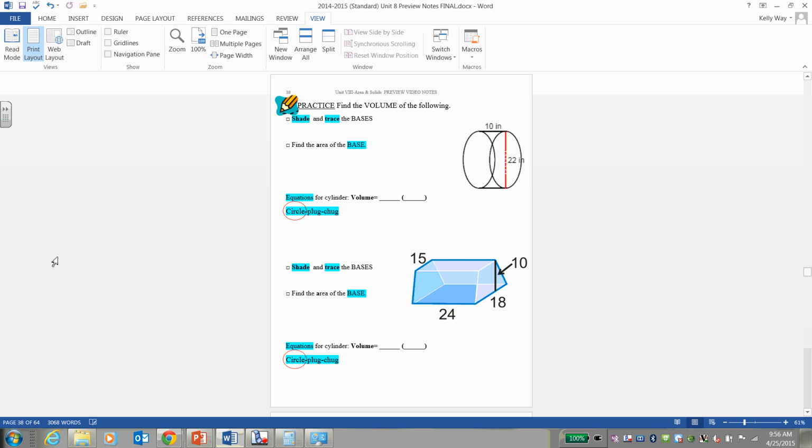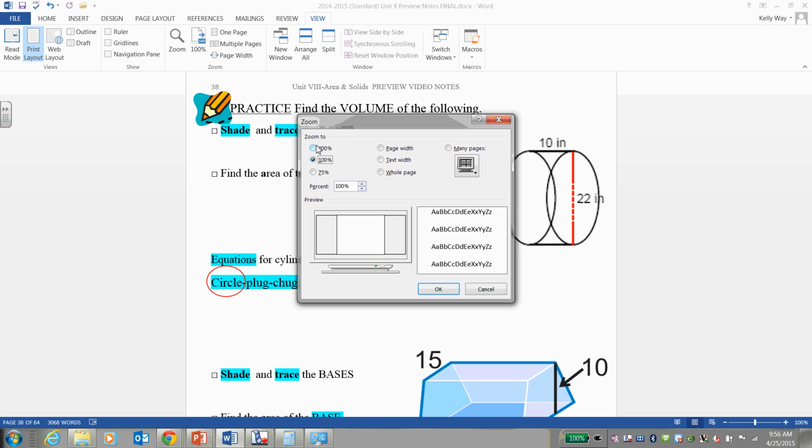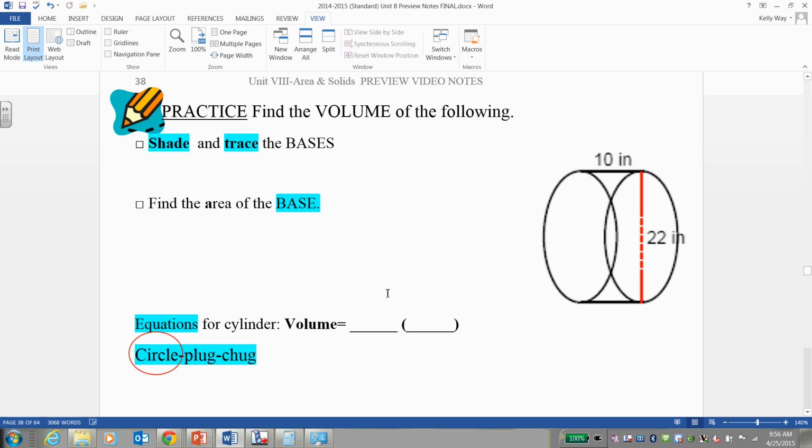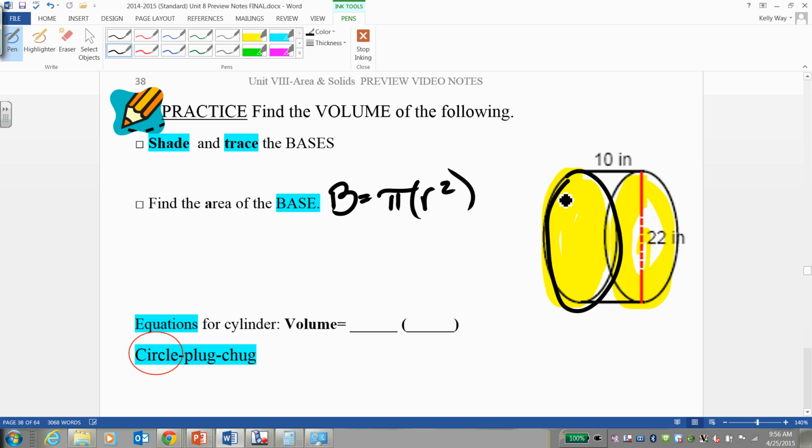Okay, let's see how far you got. Okay, so we shade and trace the bases. So the bases here are going to be the two circles. We shade them, those are your bases. Now we're going to find the area of the base. And the area of a circle base is pi r squared. Always write the equation of the base you're trying to find.